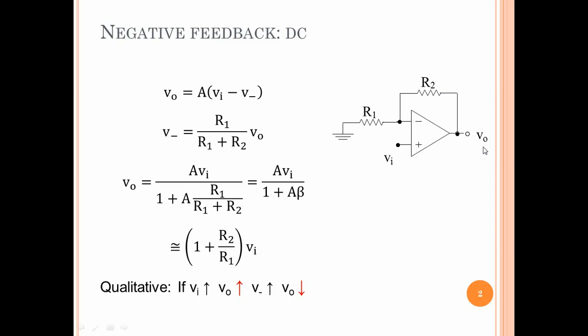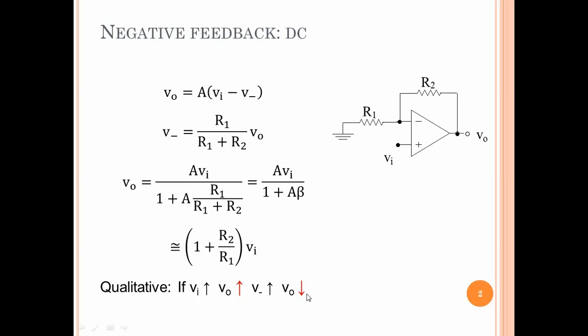So this is why this is a negative feedback circuit, because the effect on the output of the original input signal and the signal due to the feedback path are in opposite directions. So VO increases due to a change in VI, but VO decreases due to a change caused by the feedback path. And these two being in opposite directions is what defines negative feedback.